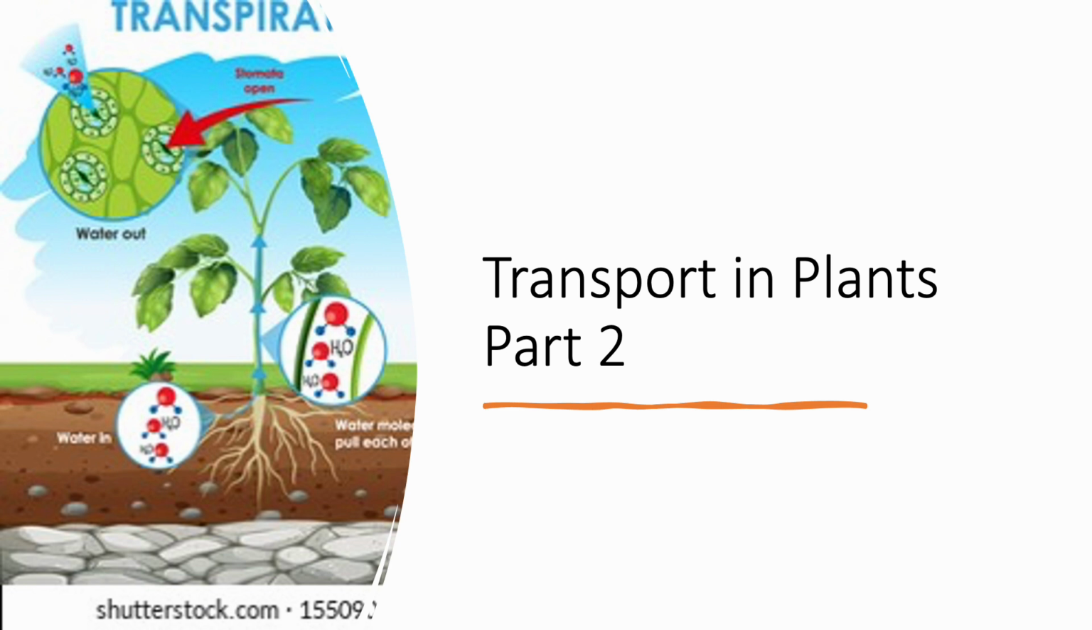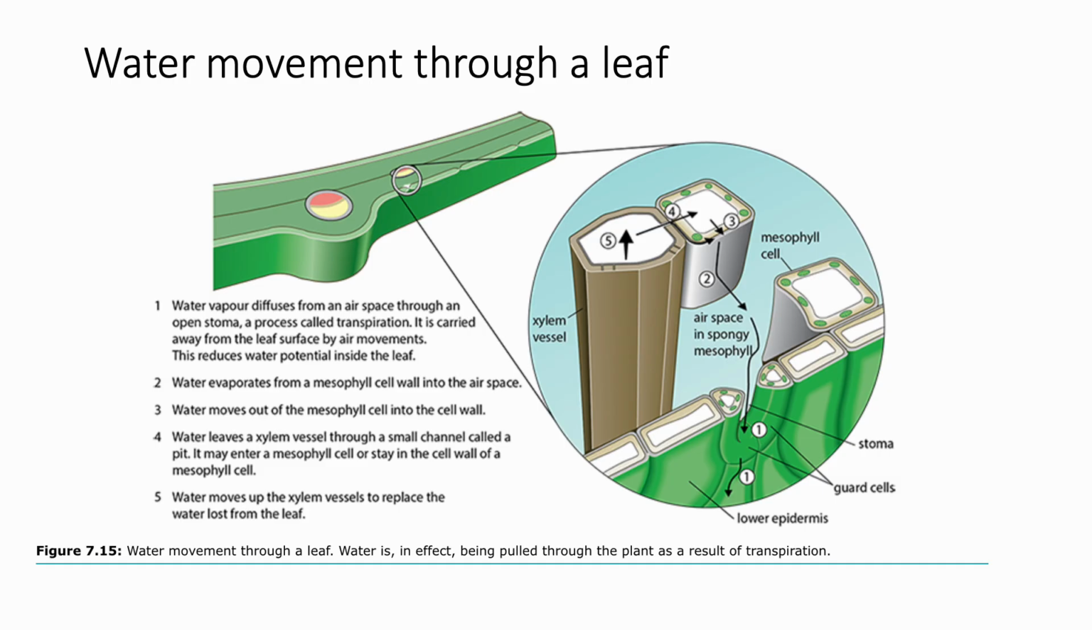Continuing with Transport in Plants, Part 2. Water movement through a leaf. Water in effect is being pulled through the plant as a result of transpiration.